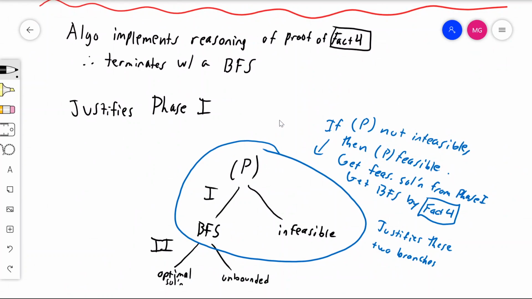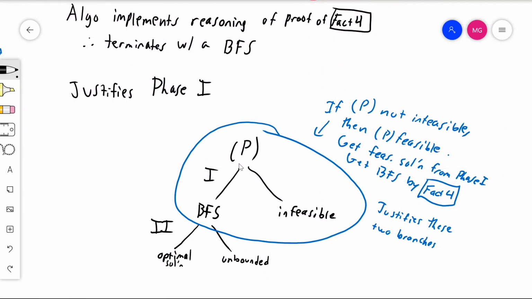Okay, and so here's the picture. Again, this is the little tree. You start with P, and then in phase 1, now we know for sure that either it's going to be infeasible or we'll get a feasible solution, which in turn means that we'll get a basic feasible solution. So if it's not infeasible, so if we don't travel down this branch, then we travel down this branch, which we said had a feasible solution in phase 1, but now we're saying that feasible gives us basic feasible by the final fact. It might be fact 5, I'm not sure. And so that's justification for the fact that there are just these 2 branches and no other branches. Either it's infeasible or it has a basic feasible solution.